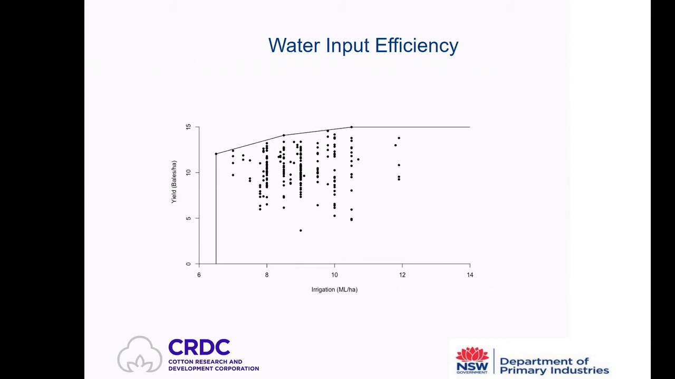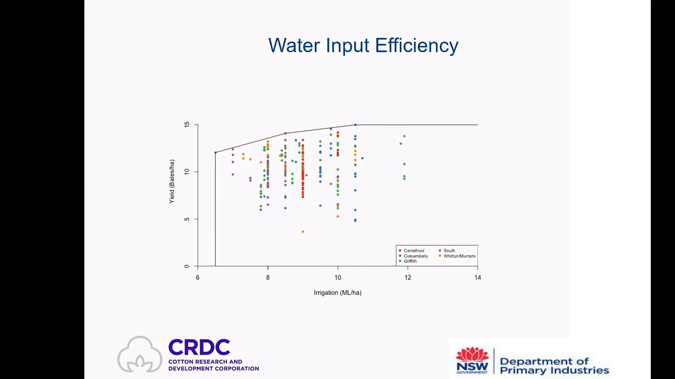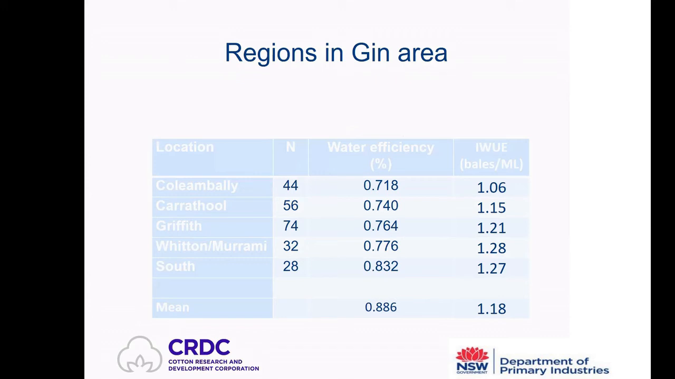So the first thing we did was to look for regional patterns in these. And you can see there are, and generally the south tend to be close to the frontier, more water efficient. And these guys here, Whitton, Murray, are a wee bit further away. Have a look at what that looked like in general on a table. So you can see here, again, we had a decent spread of farms within the different regions. The water efficiency measured by DEA varied from 0.83 in the south, the highest, down to 0.72 at Colliamberley. And interestingly, that's fairly well paralleled by bales per megalitre irrigation used. So the average overall was 0.88 and 0.18 here.